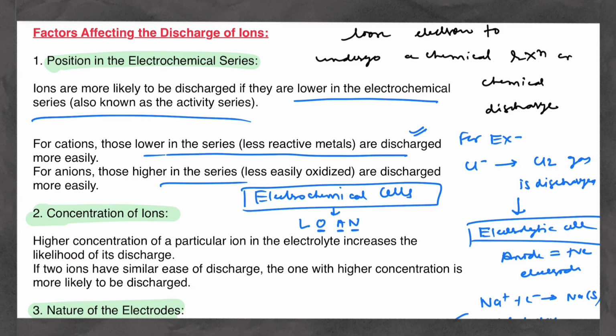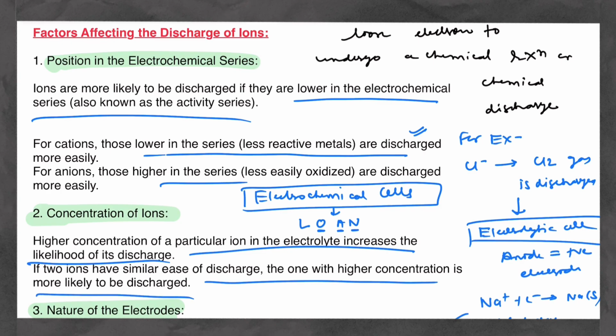Now the second factor is concentration of ion. What is this? It is very simple. A higher concentration of a particular ion in the electrolyte increases the likelihood of its discharge. If we have a higher number of ions, it can discharge easily because we have more ions. If two ions have similar ease of discharge, the one with higher concentration is more likely to be discharged, because in electrolysis we will see that the solution has other ions also. If another ion has higher concentration, it will try to get discharged.